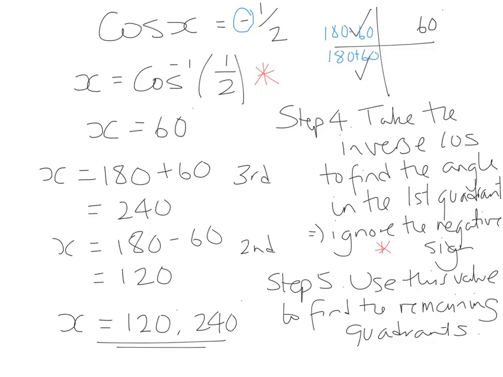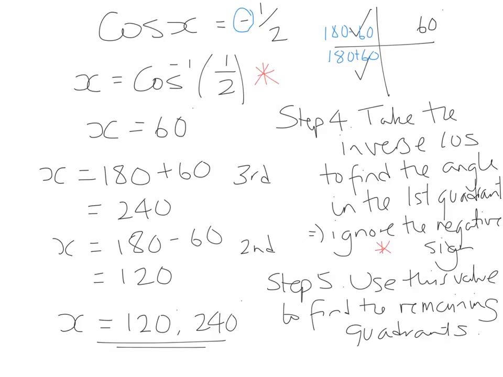So just to stress that when you have an example where the y value is negative, the negative sign is really just to tell you which quadrants you need, and then you ignore that when you're taking your inverses, because we're interested in finding that value in the first quadrant to use it to find our related angles.